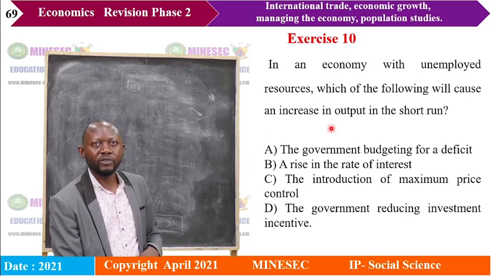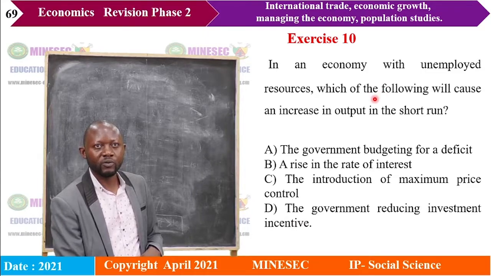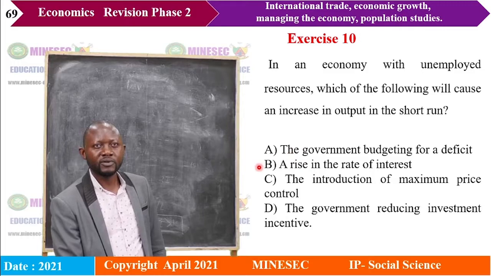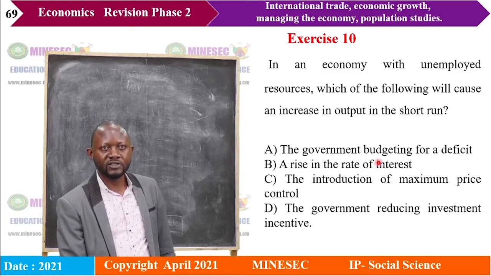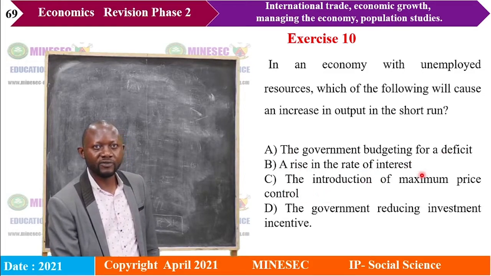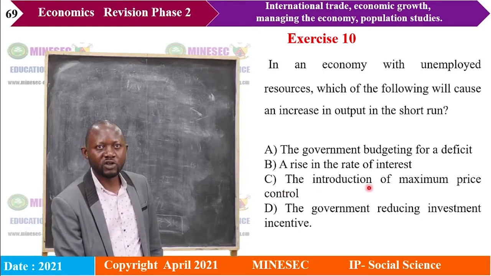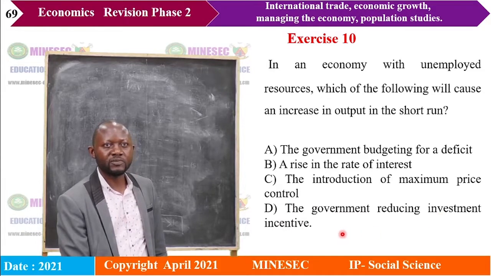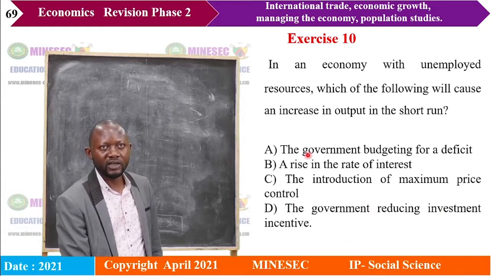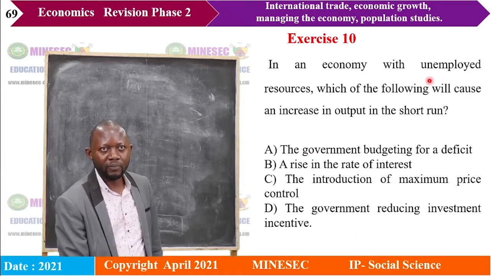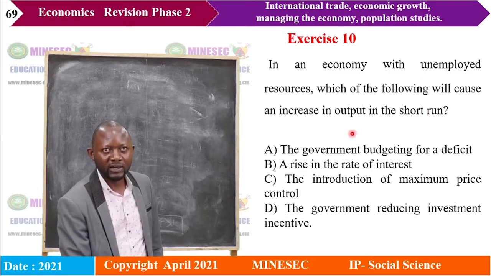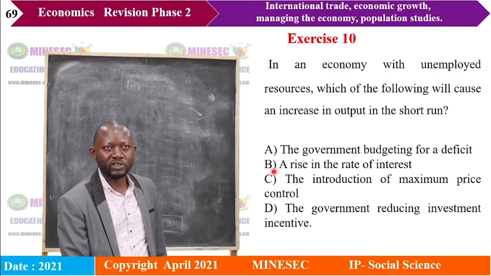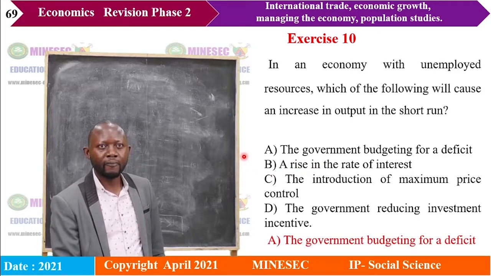In an economy with unemployed resources, which of the following will cause an increase in output in the short run? A. The government budgeting for a deficit. B. A rise in the rate of interest. C. The introduction of maximum price control. D. The government reducing investment incentives. So they say, in an economy with unemployed resources, which of the following will cause an increase in output in the short run? Right answer should be A. The government budgeting for a deficit.